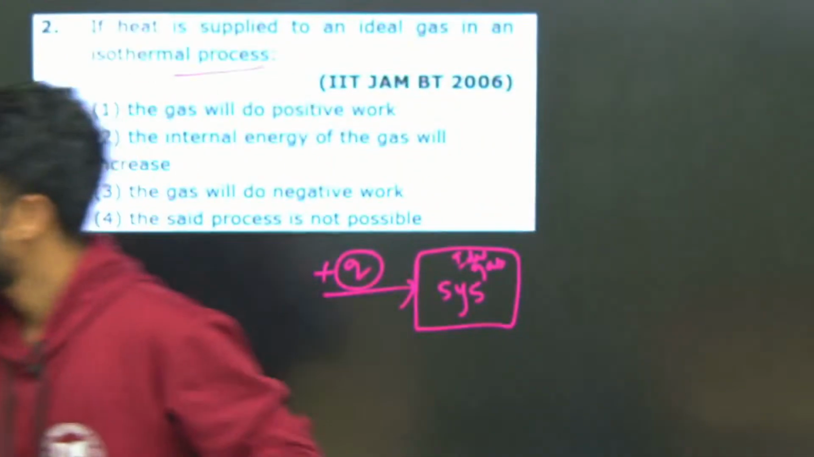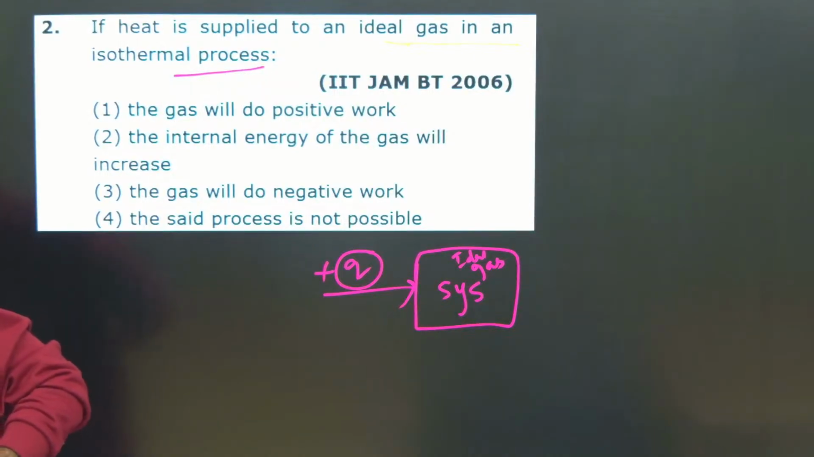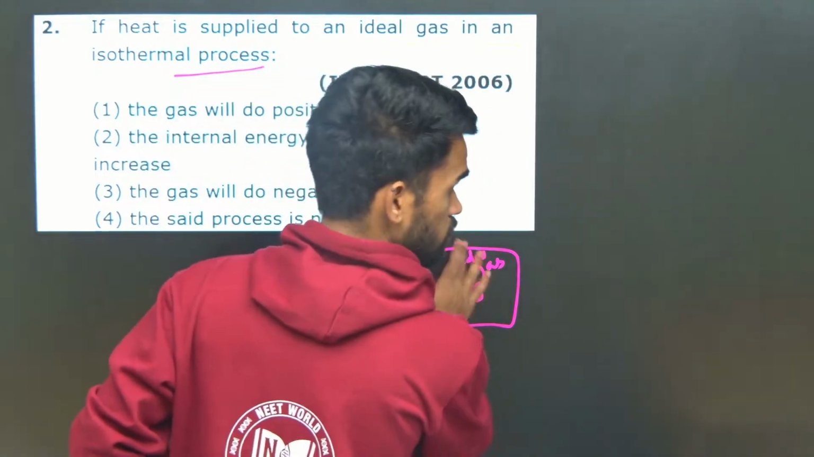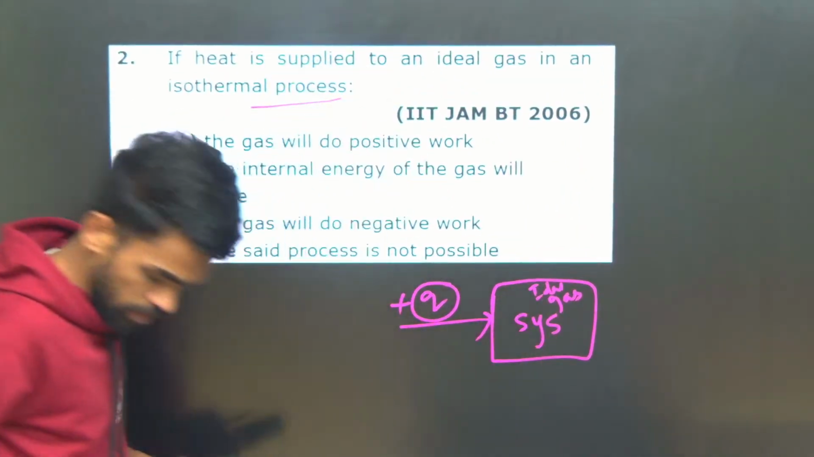See, in this system what we have, ideal gas is there. To that I am supplying heat, plus Q amount of heat I am supplying. So under an isothermal process, what happens? The gas will do positive work, the internal energy of gas will increase, the gas will do negative work, or the said process is not possible. See, it is very easy.